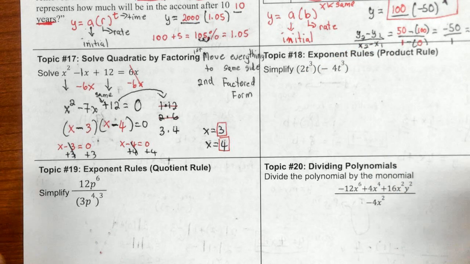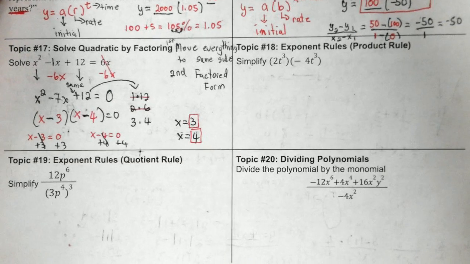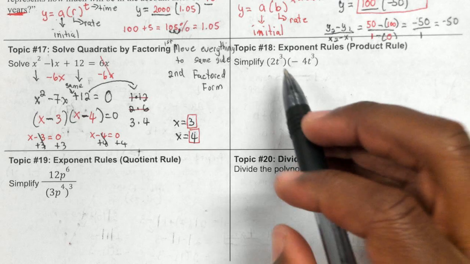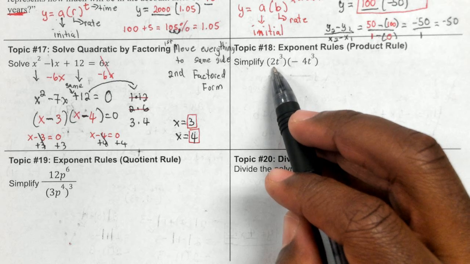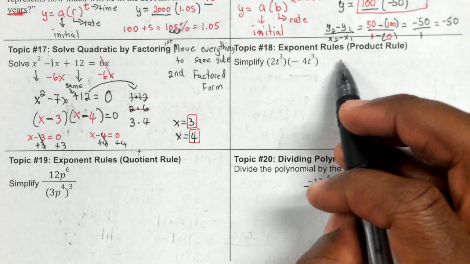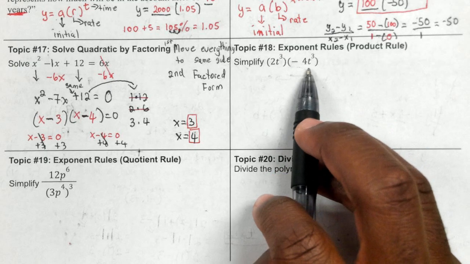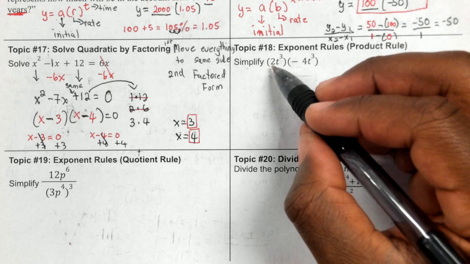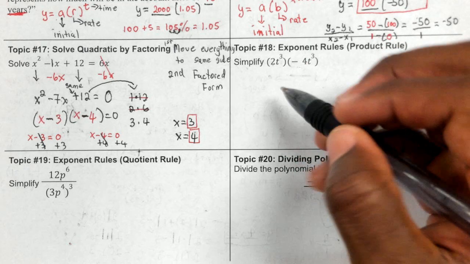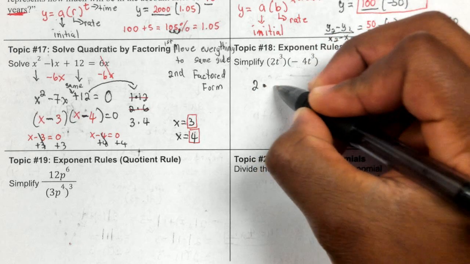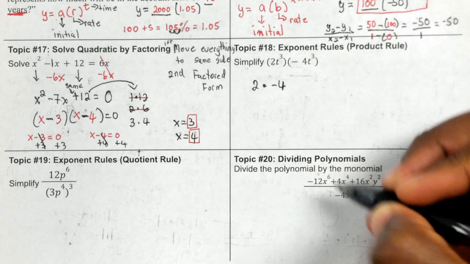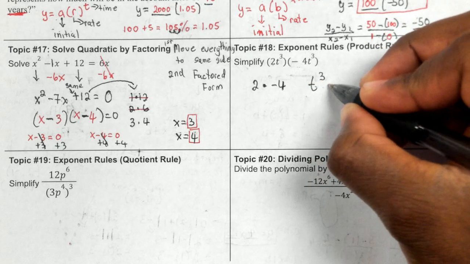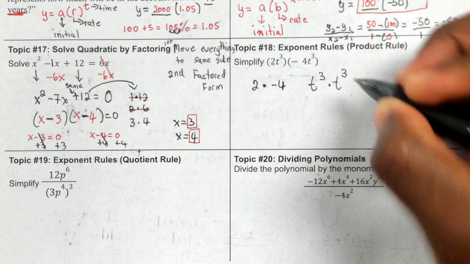So next question, all right? So the next question wants us to use exponential rules, all right? So when using exponential rules, guys, what we're going to do is try to multiply, because in this case, we're being asked product rule, all right? So product means multiply. So what I'm going to do first, guys, is multiply the numbers, okay? So I'm going to do 2 multiplied by -4, okay? Then I'm going to multiply the letters. So t to the third multiplied by t to the third, okay?